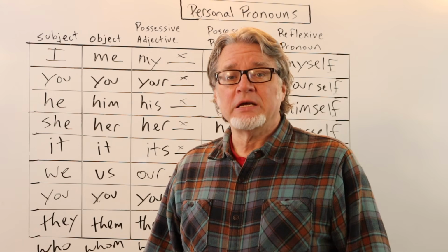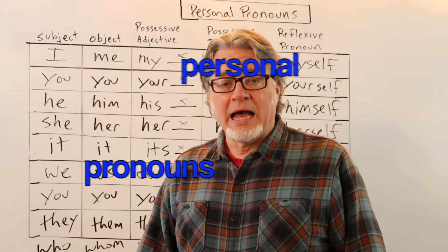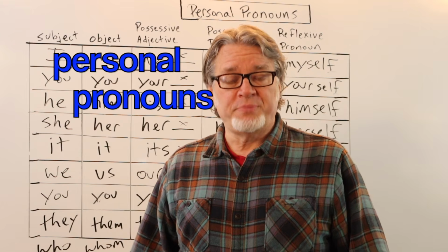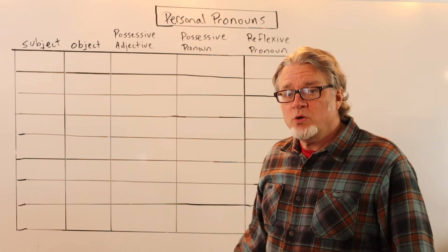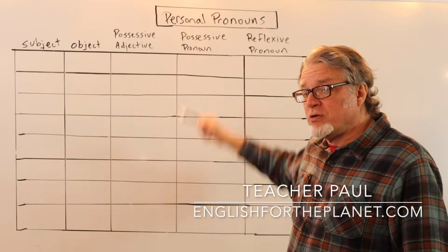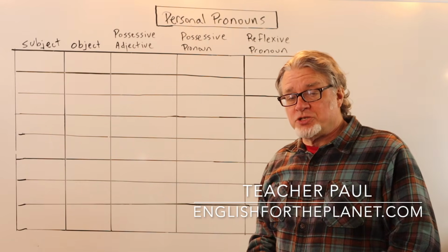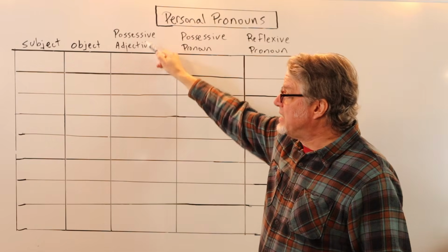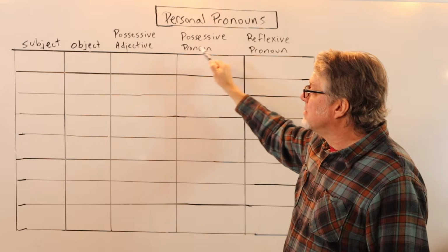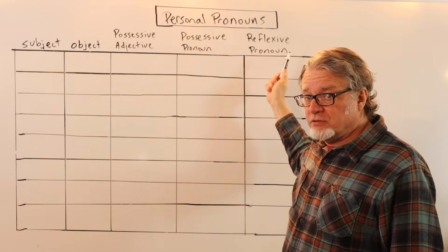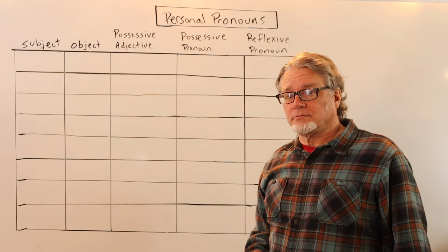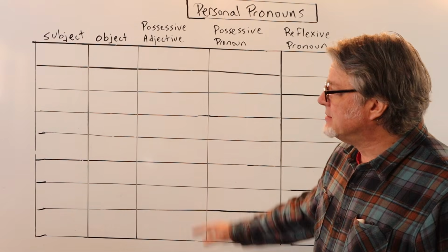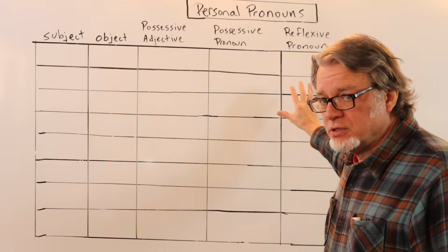When you study English, it is necessary to understand how personal pronouns are used. These are pronouns that refer to people and things. I'll show you what the personal pronouns look like in English as subjects, objects, possessive adjectives, possessive pronouns, and reflexive pronouns. In the notebook that you use for studying English, I recommend that you write the following chart.